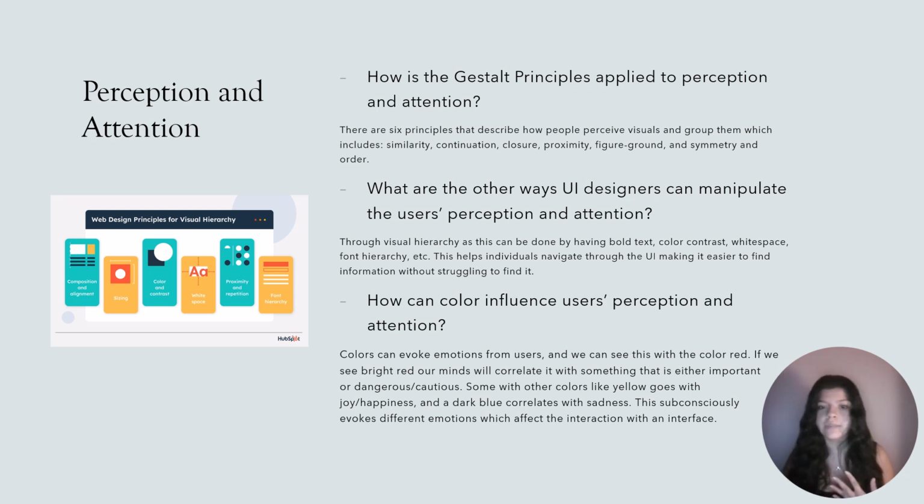With yellow, it can correlate with joy or happiness, and the same thing with blue, or a darker blue, which can also correlate with sadness. Now, this subconsciously evokes different emotions, which very much affects the interactions users have with the interface in general.